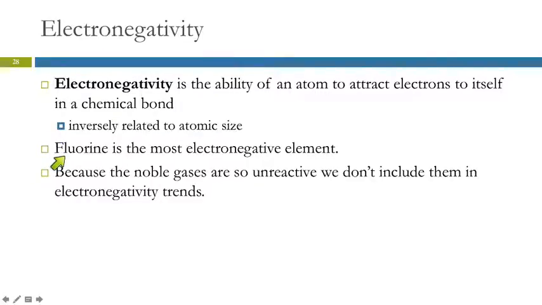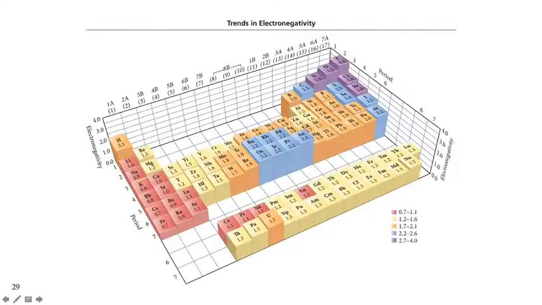So fluorine is the most electronegative element. The noble gases just don't really make bonds, and so we just completely leave them out of any discussion of electronegativity trends. So here's a cool graph showing electronegativities of different elements. So you'll notice that period 8 is not on here because they don't form compounds, so we cut them off.